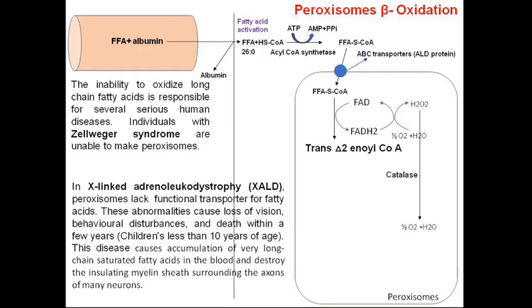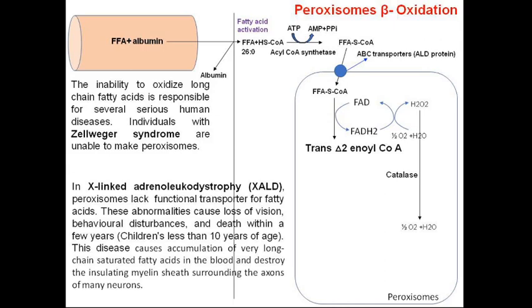Hello students. In the previous lecture we discussed beta oxidation, which is carried out in the mitochondria, and the outcome of beta oxidation is acetyl-CoA, which directly goes into the TCA cycle for the production of ATP. But other than mitochondria, beta oxidation can also be carried out in another organelle called the peroxisome.